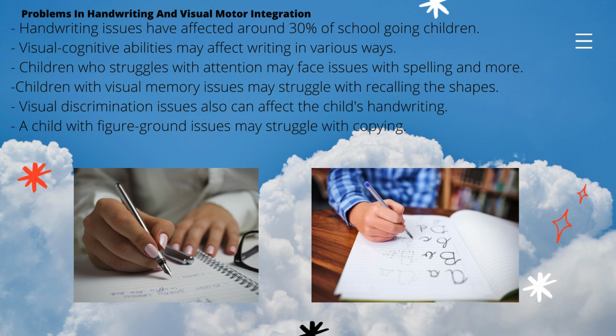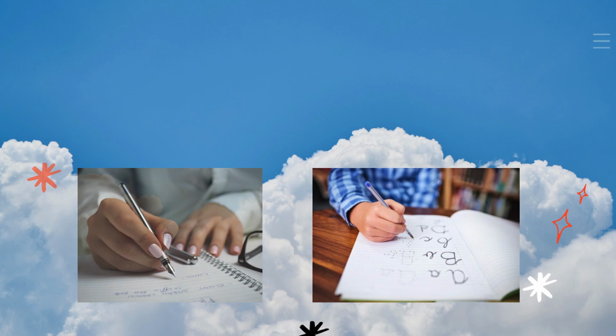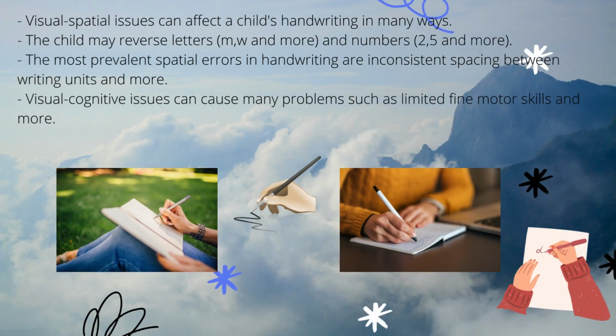Children with visual memory issues may struggle with recalling the shapes and formation of letters and numbers. Visual discrimination issues can also affect the child's handwriting, and the child may struggle to recognize letters in different prints and therefore struggle to copy from different types of print to handwriting. A child with figure ground issues may struggle with copying because he or she is unable to determine what is written, hence the child may omit the most important part.